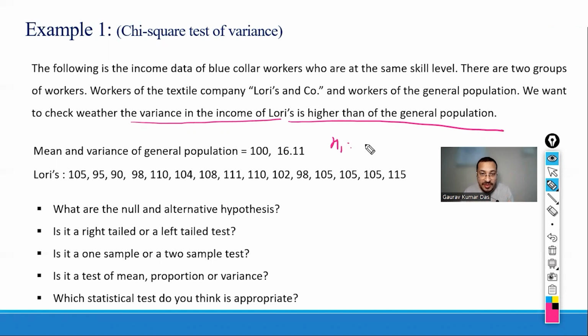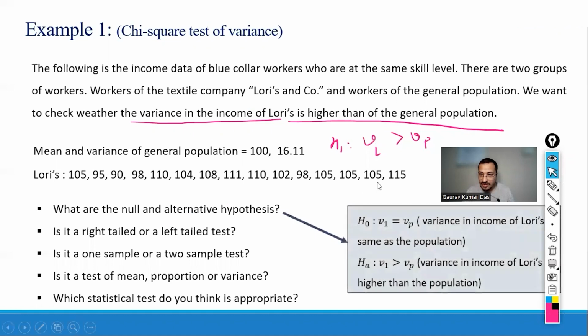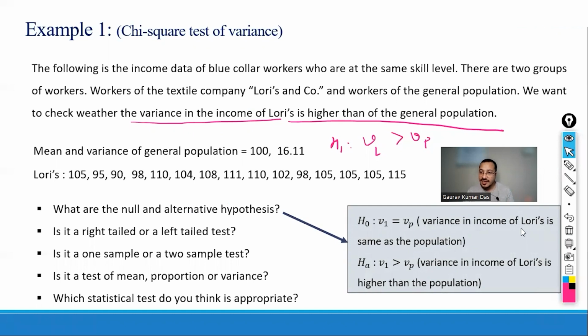So I'll say variance, or sigma square, whatever you want to write. Variance in Lorries is greater than variance in general population. And H naught will be less than or equal to. Very simple. So see here, V1 is equal to VP, variance in income is the same as the population, less than or equal to, it's the same thing. And then the alternative will be V1 greater than VP, variance in income of Lorries is higher than the population.